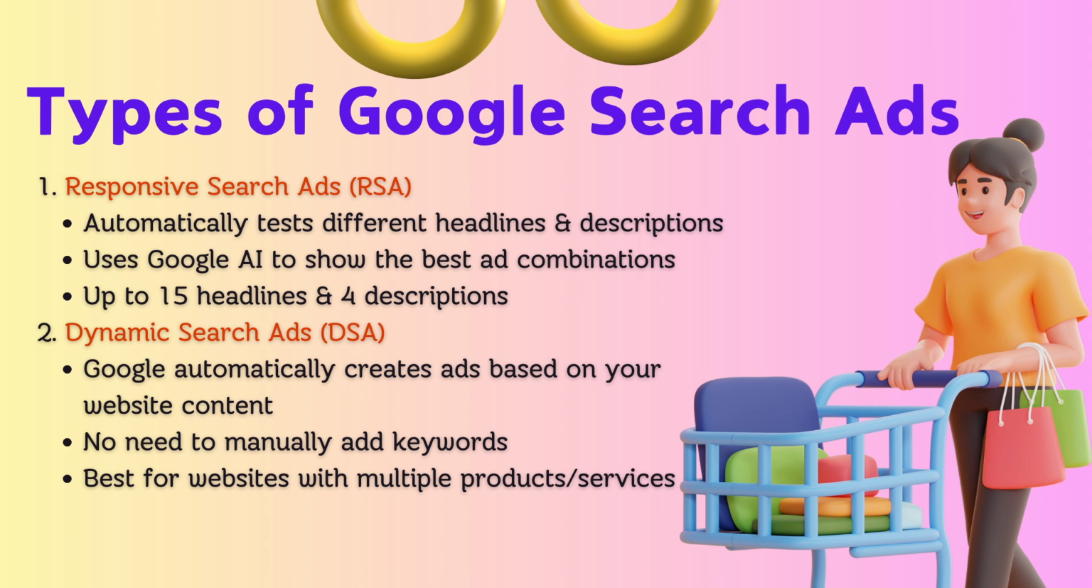The second one is Google Dynamic Search Ads. Here, Google automatically creates ads based on your website content. No need to give any keyword; Google will do it on its own. It's best for websites which have multiple products and services, like e-commerce sites, so they mostly use dynamic search ads.